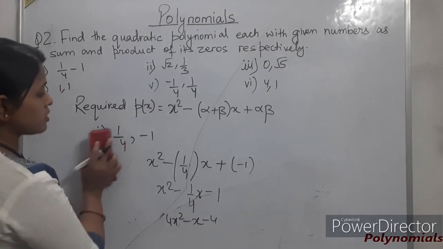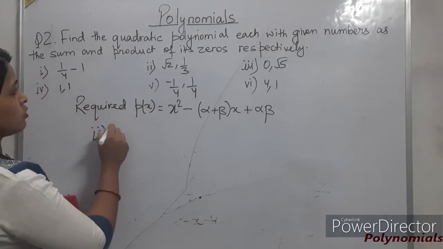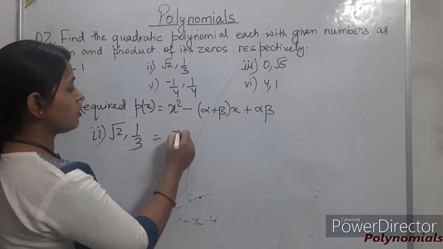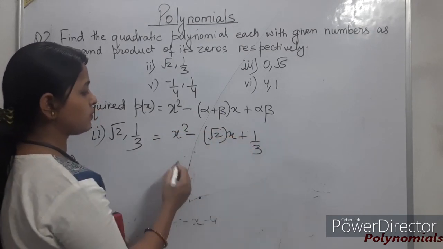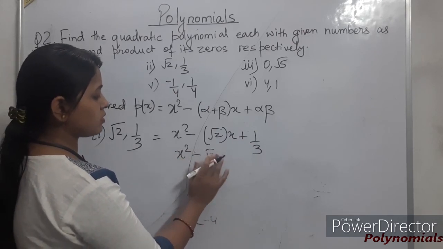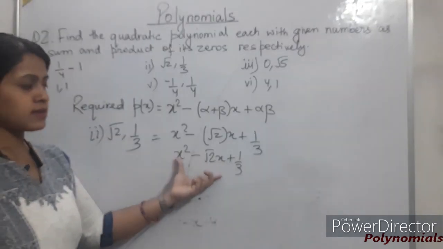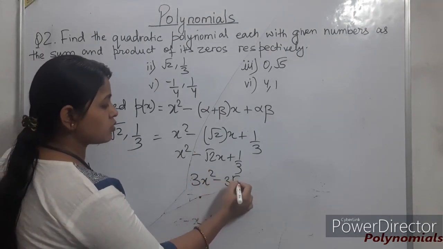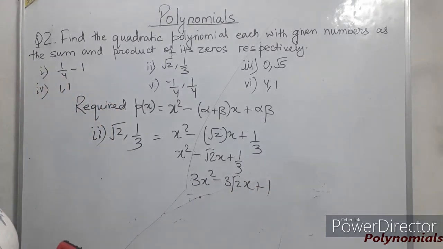Likewise, we have to do question number 2, okay. Question number 2 is root 2 and 1 by 3. Root 2 is sum and 1 by 3 is product. So let's put the values: x square minus root 2 x plus 1 by 3. When we take the LCM, it is 3. So we write it like 3x square minus 3 root 2 x plus 1. This is our required polynomial, okay.